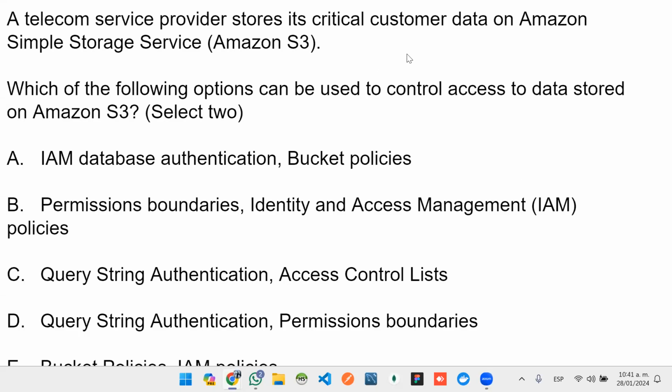A telecom service provider stores its critical customer data on Amazon S3. Which of the following options can be used to control access to data stored on Amazon S3? A, IAM database authentication.